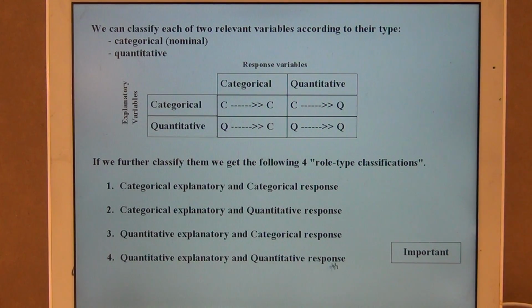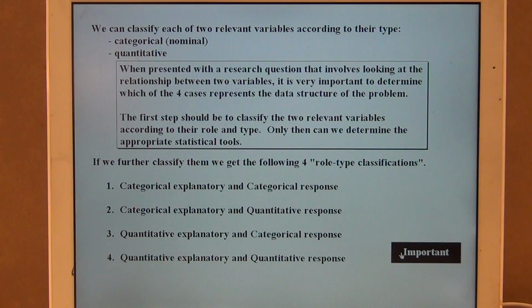Now this may seem a little strange, but there's a very good reason for this. When you're reading a research article, or when you're presented with a research question that involves looking at the relationship between two variables, it's really important to determine which of the 4 cases represents the data structure. Is it categorical explanatory and categorical response, or categorical explanatory and quantitative response, or is it quantitative explanatory and categorical response, and so on?